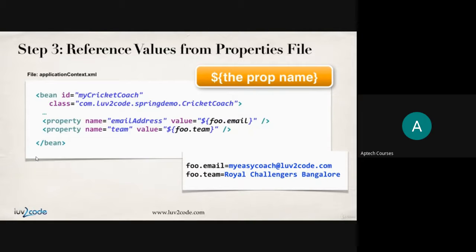So the key item here is that you reference those values using the $ curly brace and then whatever that property name is. All right, so good stuff here. In the next video, we're going to dive into Eclipse and we'll actually write this code. All right, so I'll see you then.